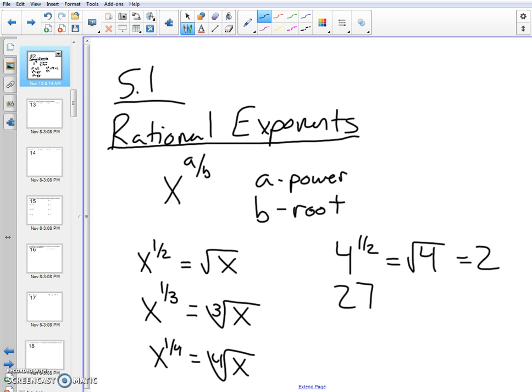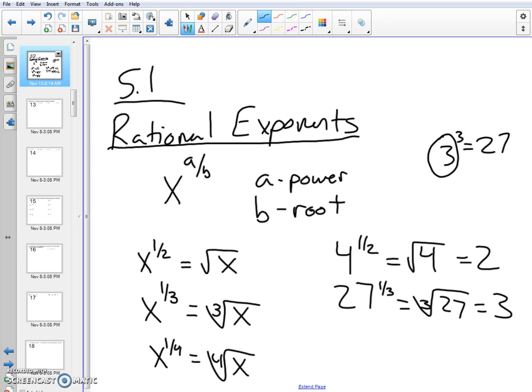What if I had 27 to the 1/3 power? This is like saying the third root of 27, or the cube root of 27. So you have to think, what number do you multiply by itself 3 times to get 27? The answer to that is 3, because 3 to the third equals 27. So you're looking for the base. You're given the exponent, which is the root. You're given what it turns out to be, 27, and you have to figure out what that base number is.